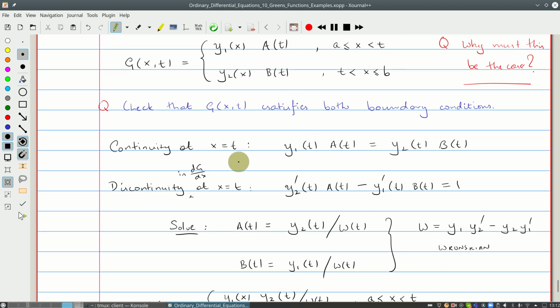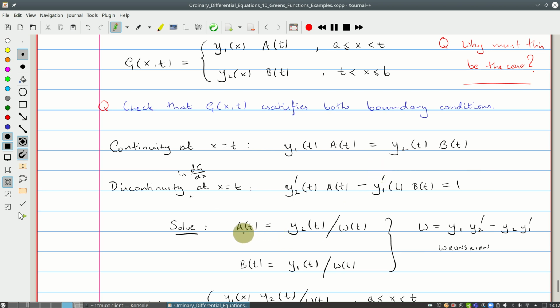Now to determine a and b, we use the continuity condition, which says that G on the right hand side when x is equal to t must be equal to G on the left hand side when x is equal to t. That gives us this condition here, and then the discontinuity condition, which gives us this condition here. Now please verify these two also. The solutions are quite trivial.